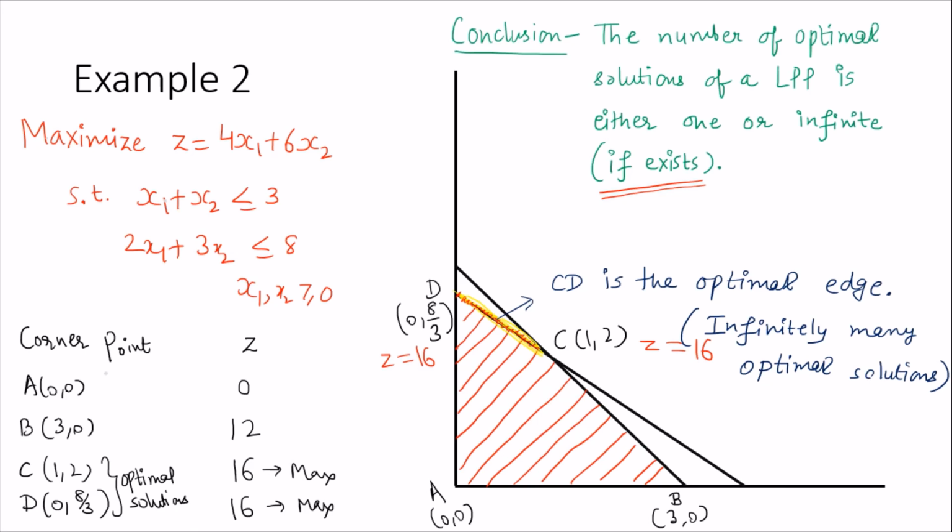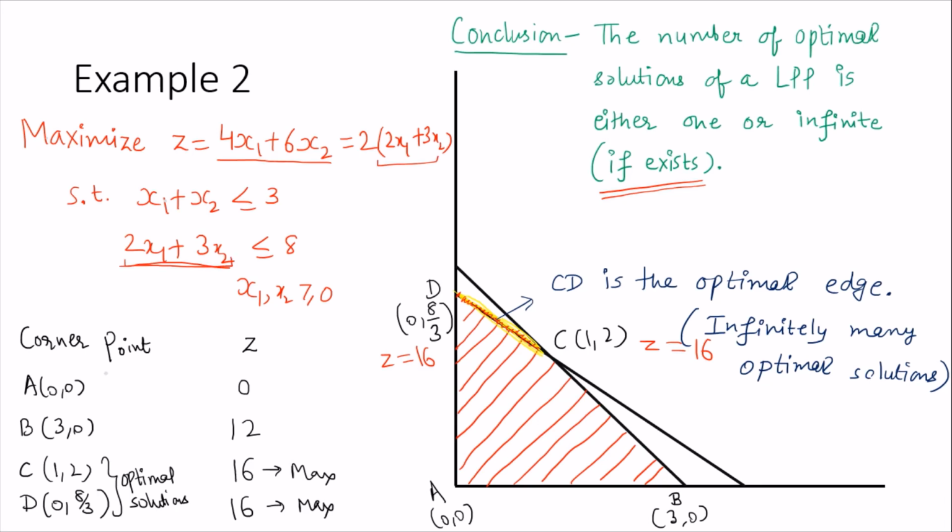So before moving to example 3, let's try to understand why this happened in this particular example, that instead of getting one solution I was getting infinitely many optimal solutions. This is happening because the slope of the line of the objective function is matching with the slope of one of the constraints. So if you write this as 2 times (2x1 plus 3x2), that means the objective function slope is nothing but this. So this is a scalar multiple of this.